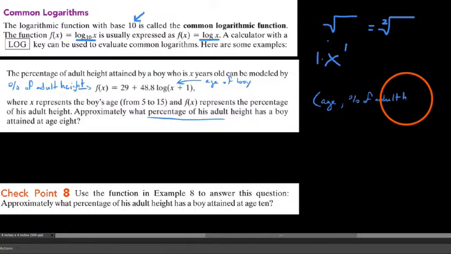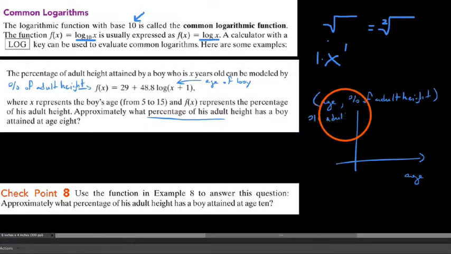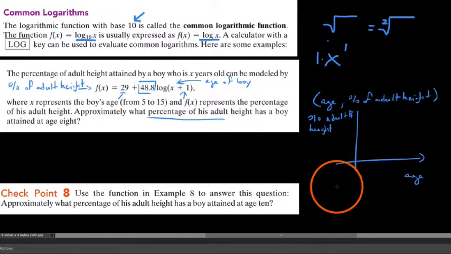I think it's also beneficial to at least draw a little rough sketch of what you're looking at here. We say as the age of the boy goes, we have the percent of adult height. I won't write the H there, adult height. The neat thing about this is, well, I know it's a logarithmic model. Not going into this much here, this shifts up 29, and it's vertically stretched by a factor of 48.8, and it goes left 1, whatever. But we have some logarithmic model here that's showing this.